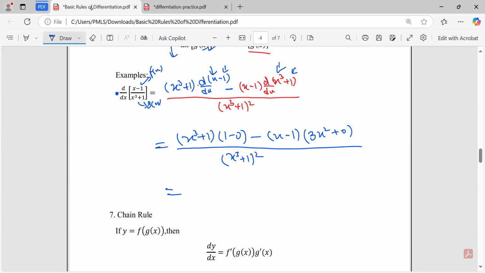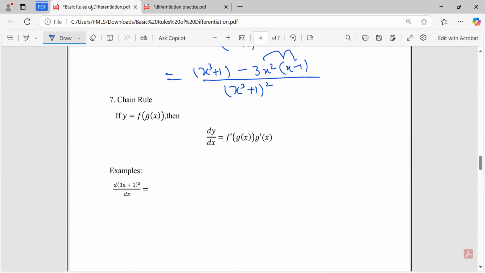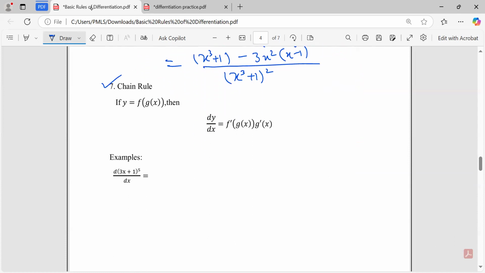So in this case, what will be the final answer? x cube plus 1 into 1, minus 3x square times x minus 1, over x cube plus 1 whole square. If you want to simplify it, that's up to you, by multiplying and opening the brackets. But this is how you apply the quotient rule. If you have two functions in a product form, you apply the product rule. If you have two functions in a quotient form, ratio form, then you apply the quotient rule. After that, if you have two functions in a composition form, then you apply the chain rule.